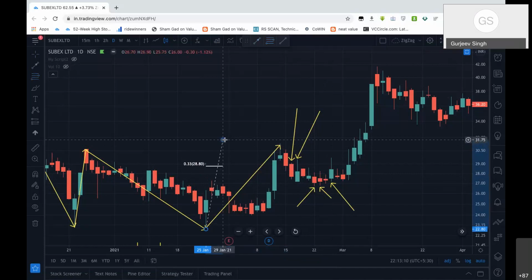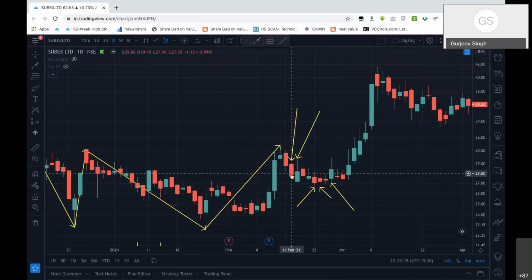Please, for 2 minutes, have a look at this. What I have done is marked the bars. Have a look at this. The first should have been greater than the second. This is my first bar.